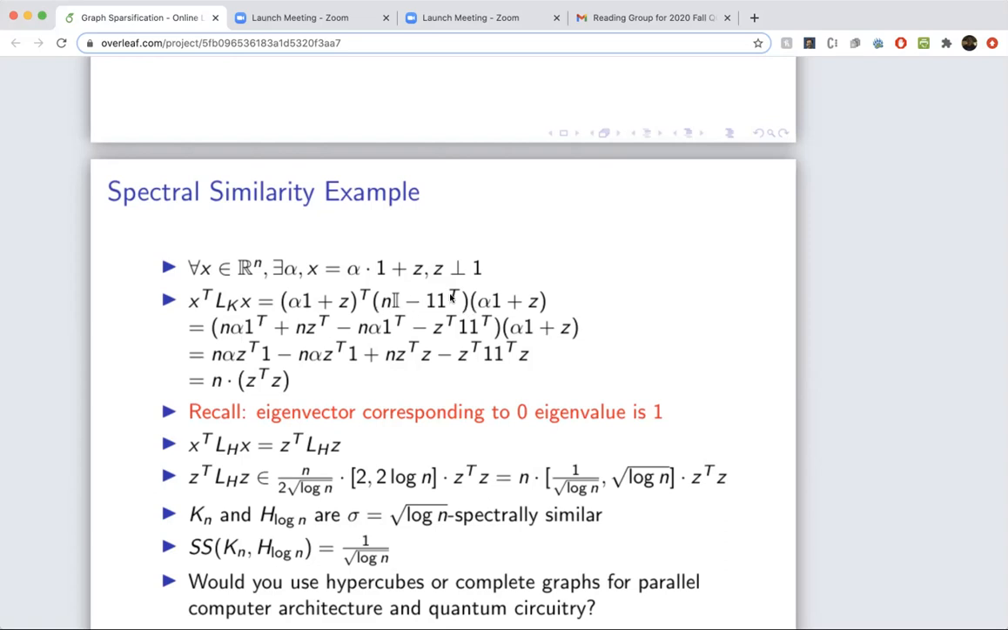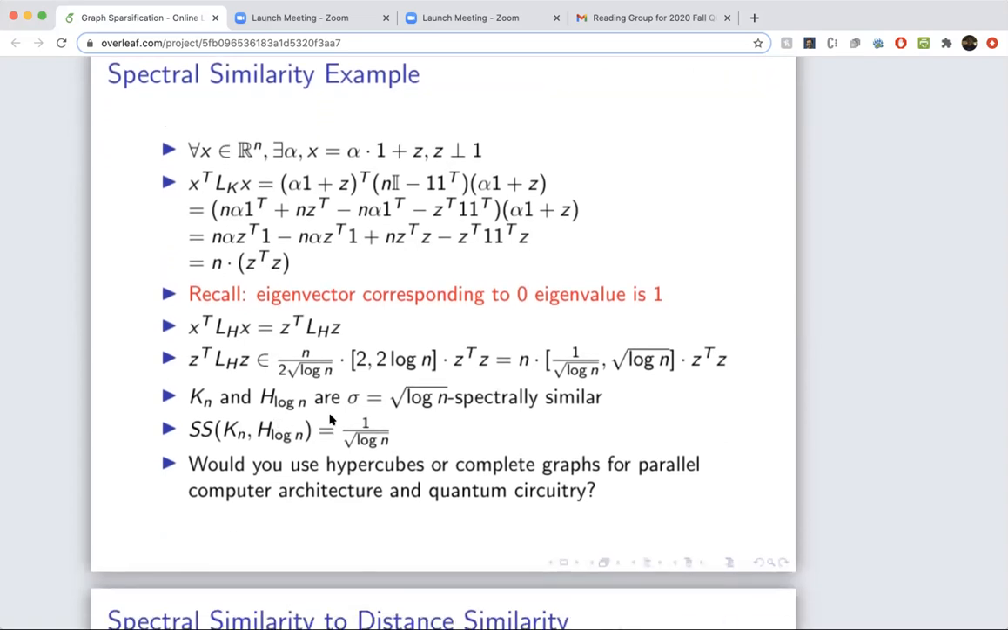Here, we're going to do some multiplication out. I'm just doing simple matrix multiplication here: N times alpha one transpose plus N Z transpose. If you walk through the steps to FOIL out all of this multiplication, the primary thing to keep in mind is that Z is orthogonal to the ones vector. That allows for cancellation, because we know that this term, for example, is going to be equal to zero. That's the crux of this simplification. So after a lot of multiplication, we're able to reduce X transpose L_K X to this really nice quantity, which is just N, the number of nodes, times Z transpose Z.